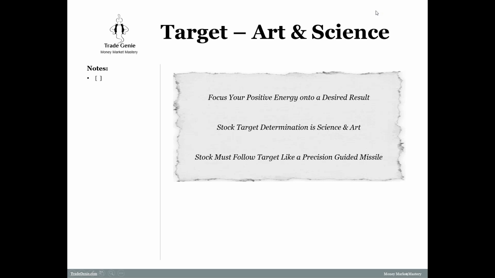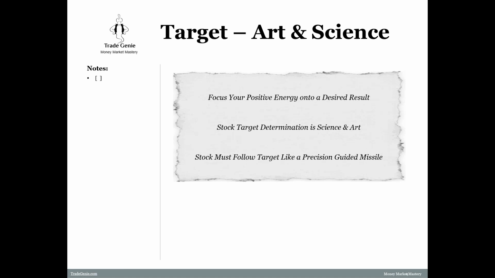So determining the target. This is where the technical analysis comes in. Determining the target is an art and science. When we are trying to figure it out, you need to be laser focused on the target. And not only that, when the stock is traveling towards the target, you need to be laser focused on this movement. It's like a precision guided missile moving towards the target.